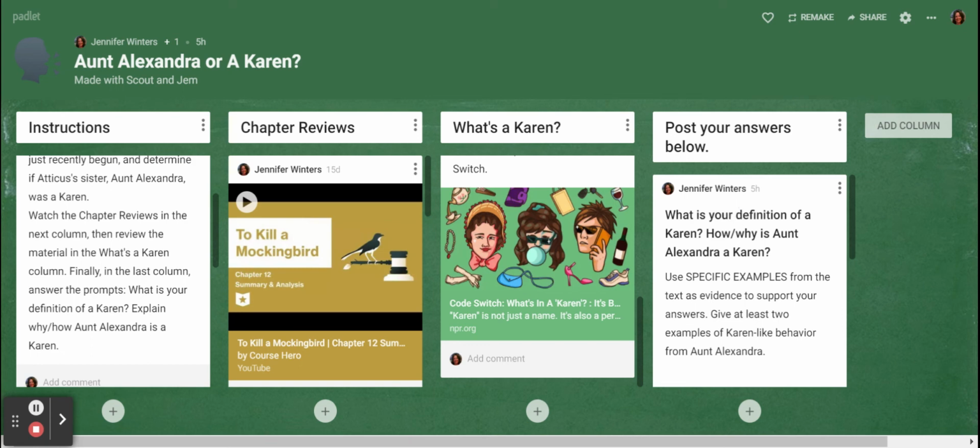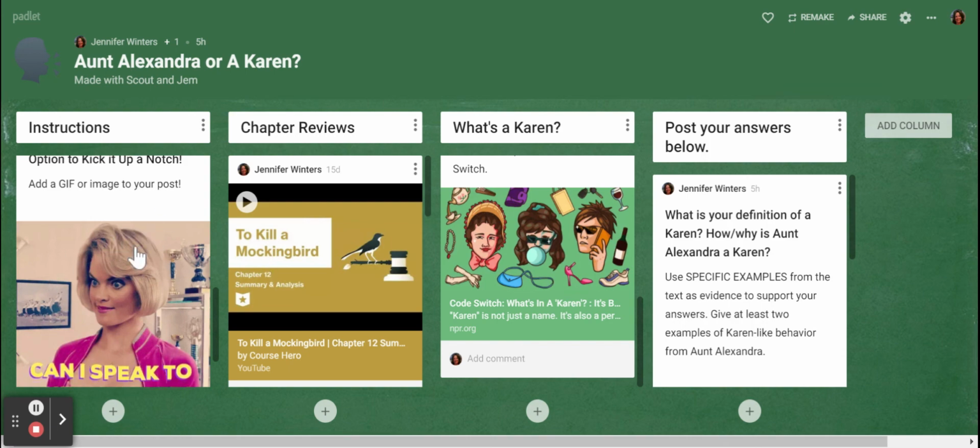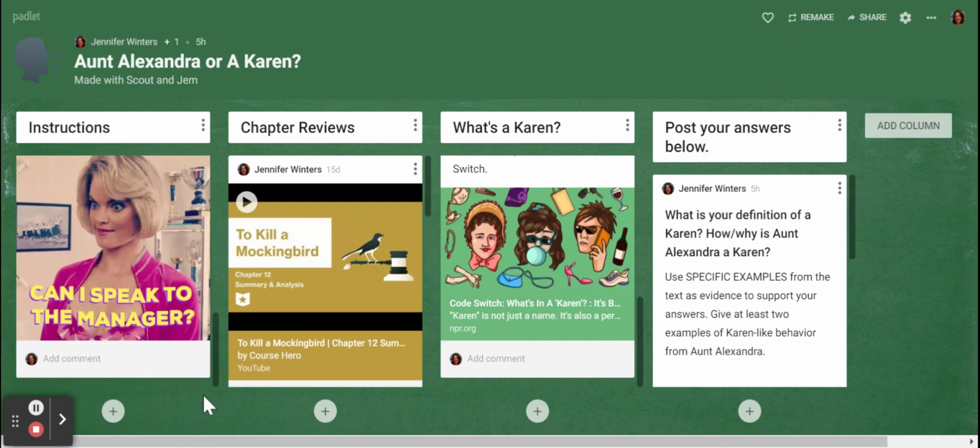And then tomorrow in class, we are going to write our answers. One thing that I noticed in your end of unit assessments was that we're still struggling with answering in detail, writing answers with very strong details. We're also struggling with using evidence from the text to support our answers and our analysis. So that is what we're going to work on while having fun with this idea of Aunt Alexandra being a Karen. Oh, and tomorrow I do want you to write, but if you want to kick it up a notch, you can add a GIF.